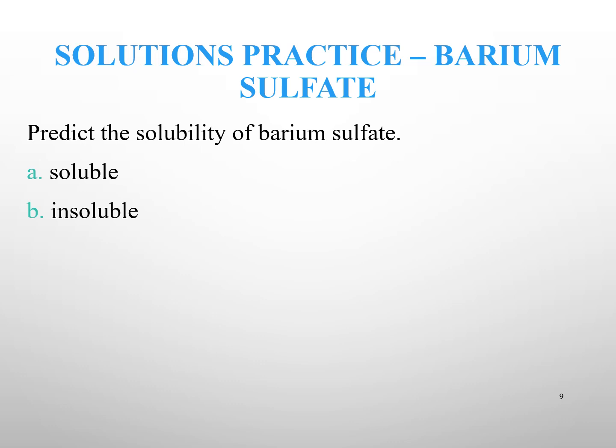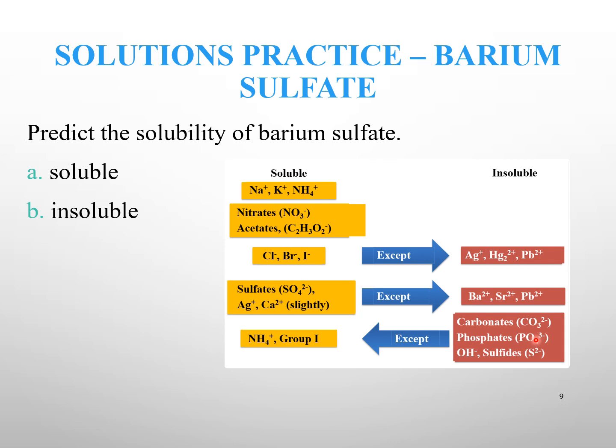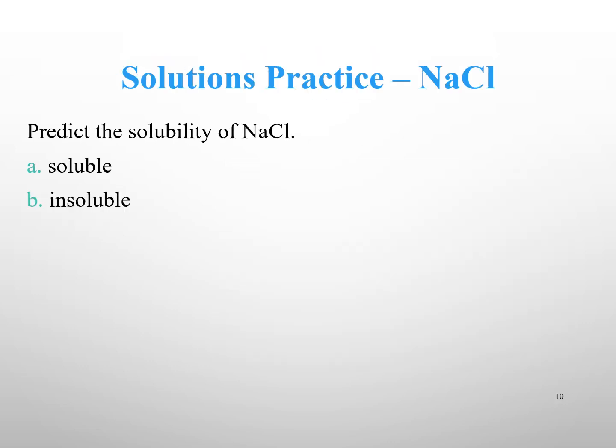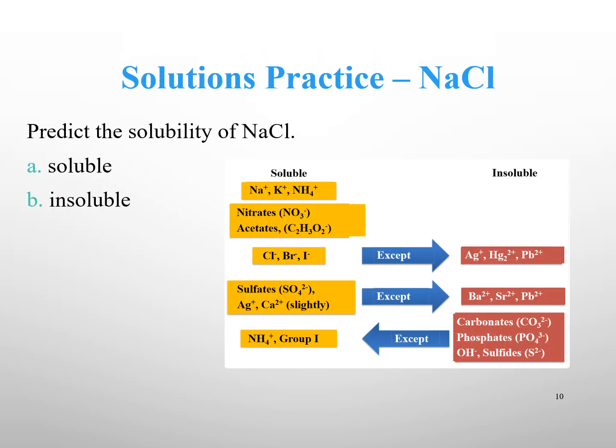So let's take a look. Predict the solubility of barium sulfate. According to our table, we have sulfate. Sulfate is always soluble unless paired with barium, strontium, or lead. So barium sulfate is one of the exceptions, so it will be insoluble. That means it will precipitate out in this water. All right, let's take a look at NaCl. Na is always soluble, Cl is always soluble, except paired with these. So for NaCl, both of them point to being soluble.